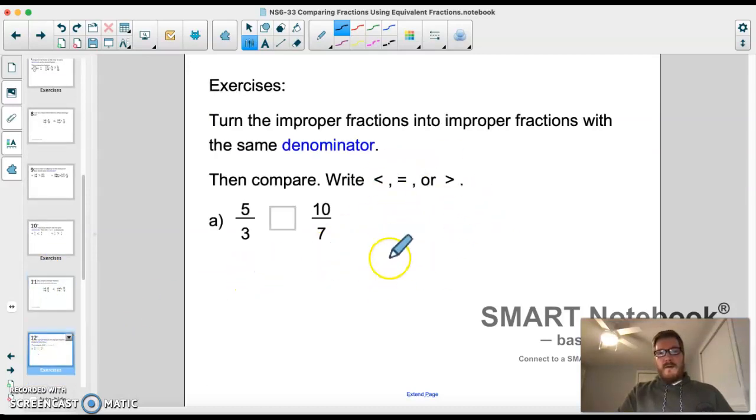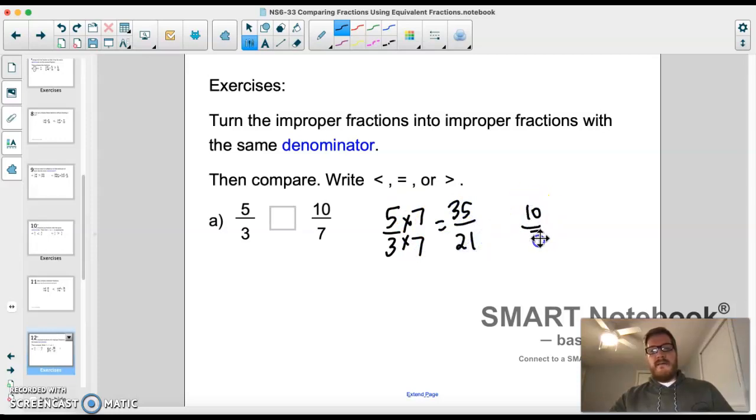So again, using an inequality symbol, the common denominator between 3 and 7 is 21. So for my 5/3, it's got to change by a factor of 7. So that's going to give me 35 over 21. And then 10 over 7 is going to have to change by a factor of 5. So that's going to give me 50 over 35.